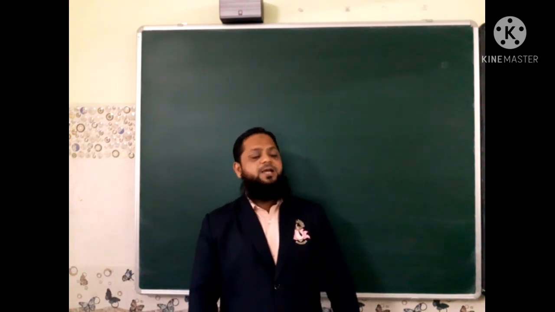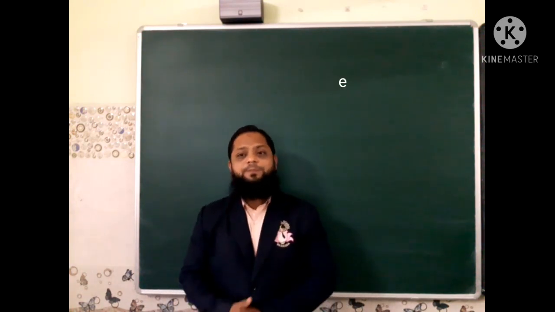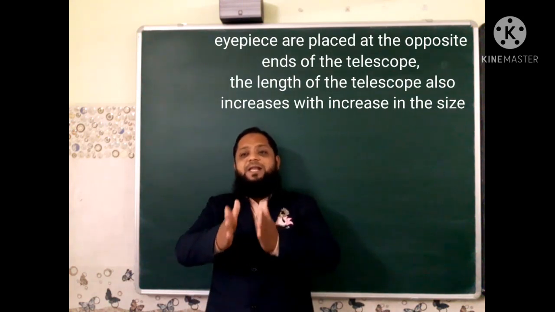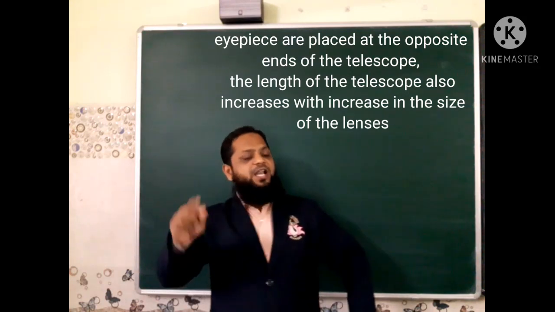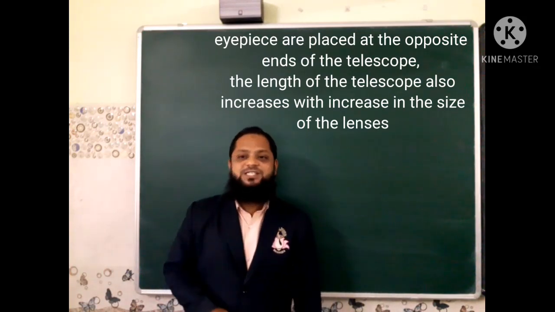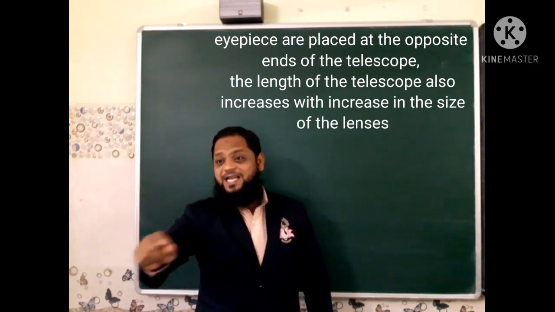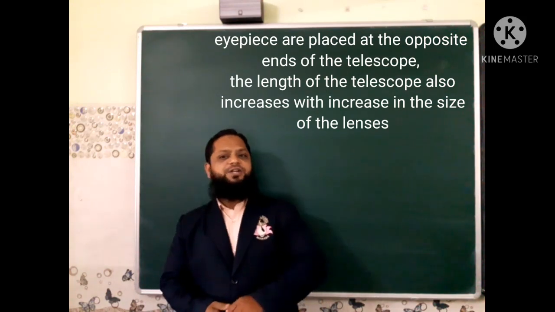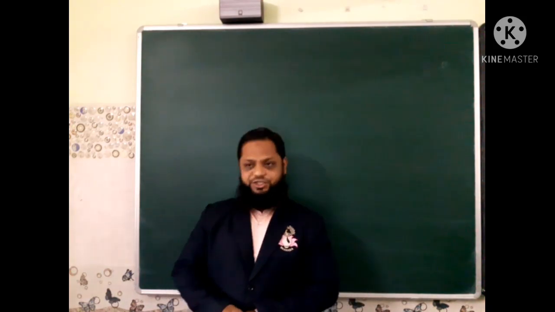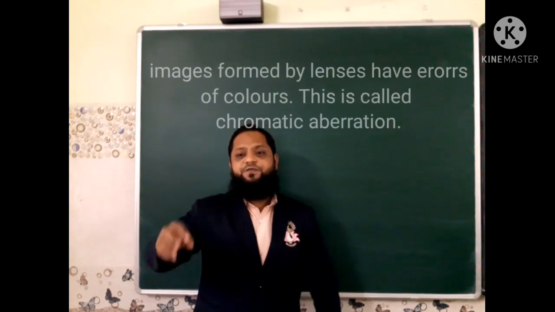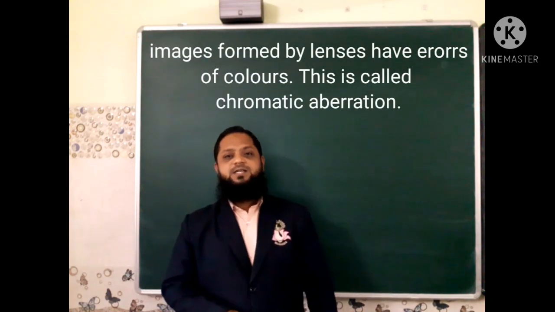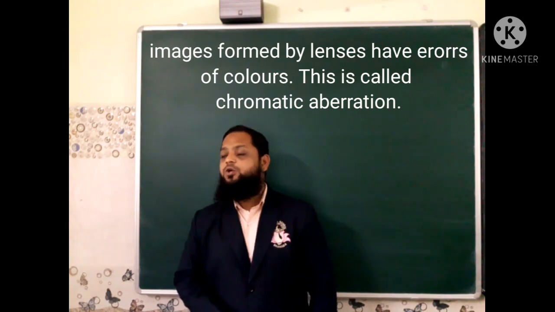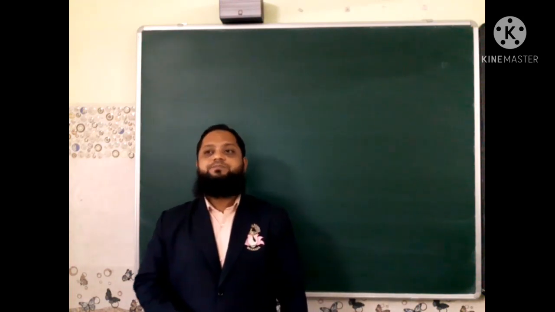The second difficulty is that as the objective and the eyepiece are placed at opposite ends of the telescope, the length of the telescope also increases with an increase in the size of the lens, and the telescope becomes difficult to manage. Third, the images formed by lenses have errors of colors. This is said to be chromatic aberration.